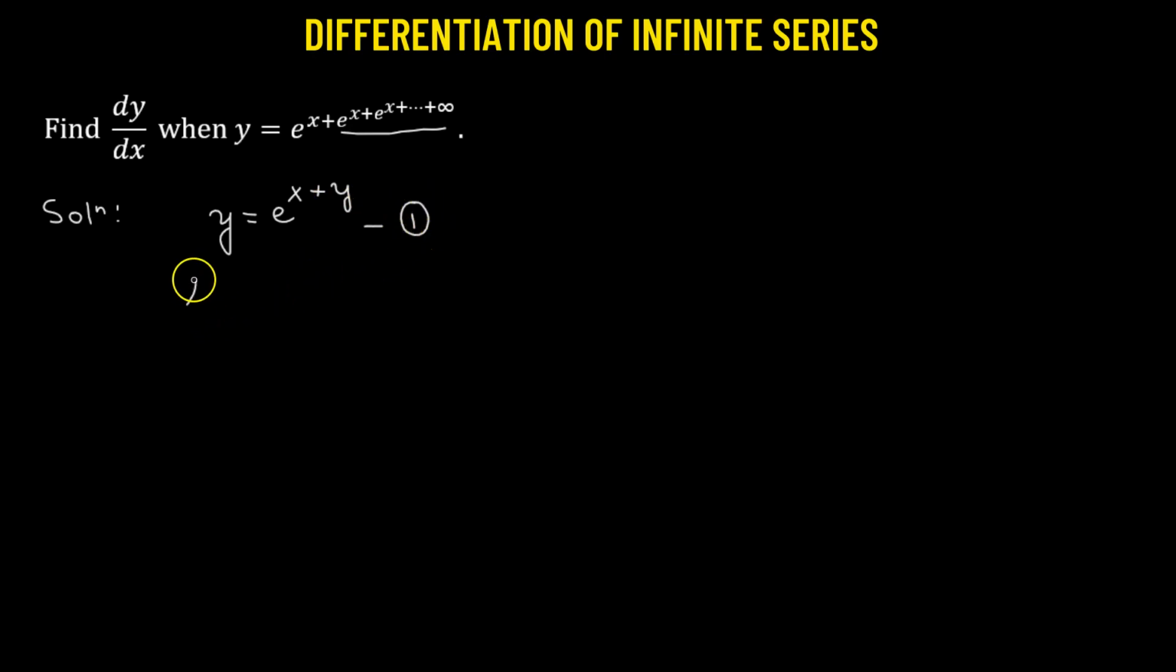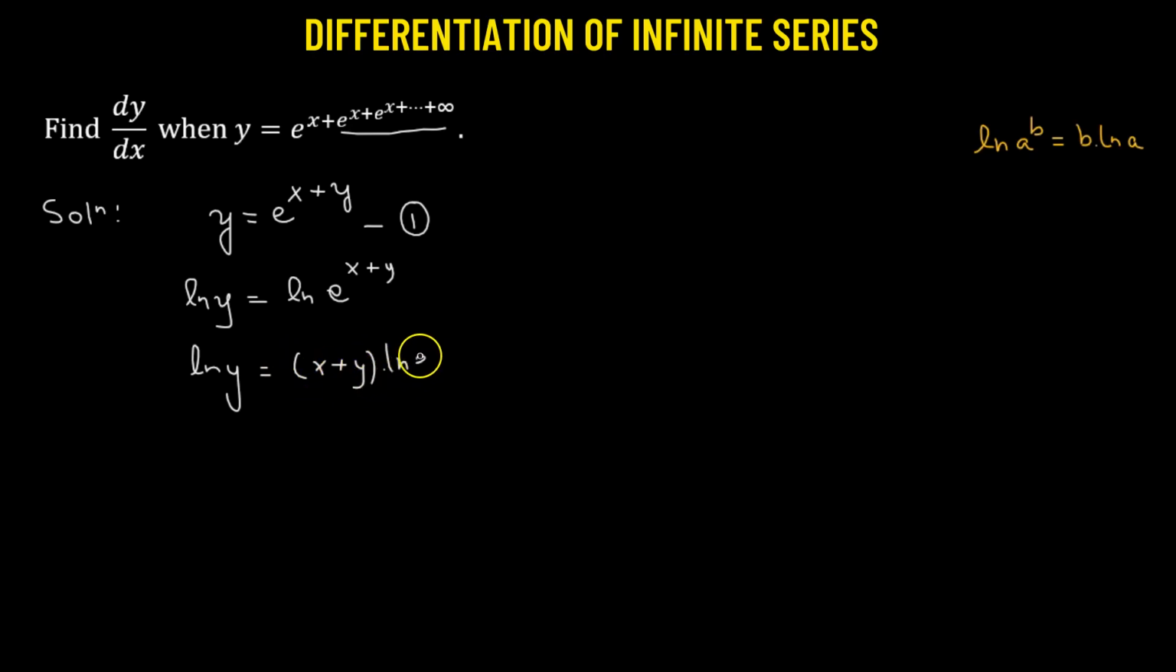Now what we'll do, we'll take the natural log on both sides. So we get natural log of y equals natural log of e raised to the power of x plus y. Now we will use the property of logarithm that states that whenever we have natural log of a raised to the power of b, this is equivalent to b times natural log of a, such that we have log of y equals x plus y multiplied by natural log of e. This gives us log of y equals x plus y. Here natural log of e is equal to 1.